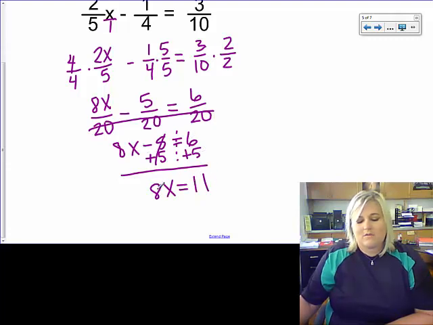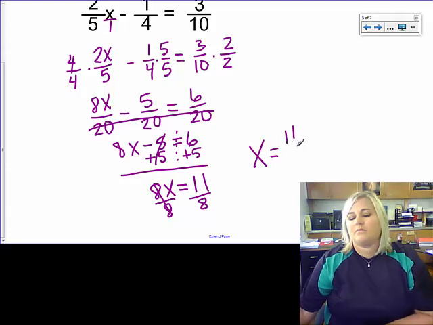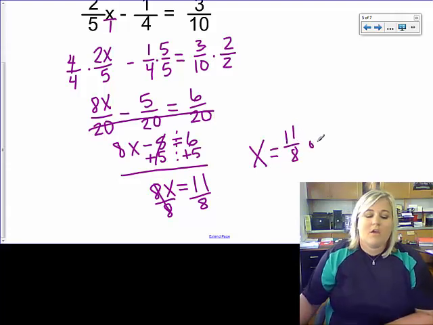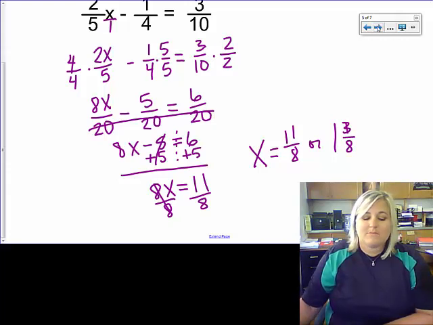So 8x equals 11. 8 is being multiplied by x. The opposite would be to divide. So those will cancel. I'm left with x equals 11/8, which you could also reduce to be 1 3/8. Okay, final answer. Last problem here.